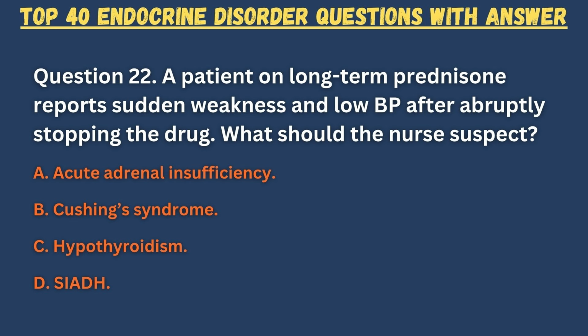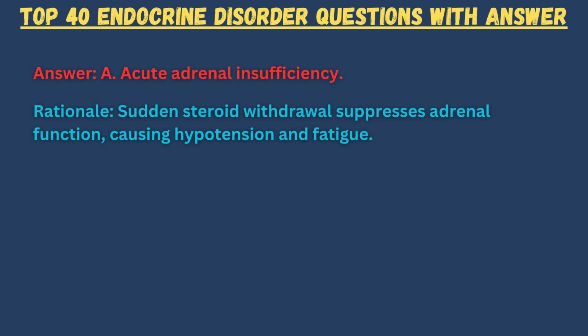Question 22. A patient on long-term prednisone reports sudden weakness and low BP after abruptly stopping the drug. What should the nurse suspect? A. Acute adrenal insufficiency. B. Cushing syndrome. C. Hypothyroidism. D. SIADH. Answer: A. Acute adrenal insufficiency.